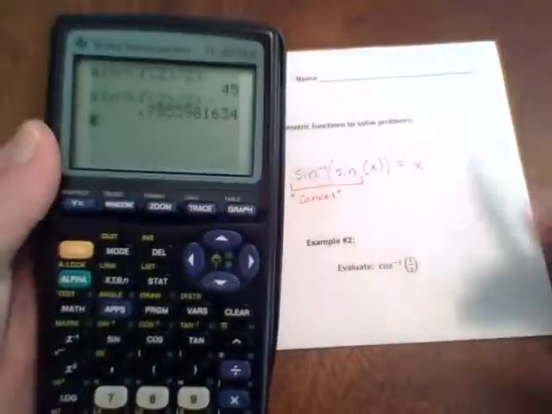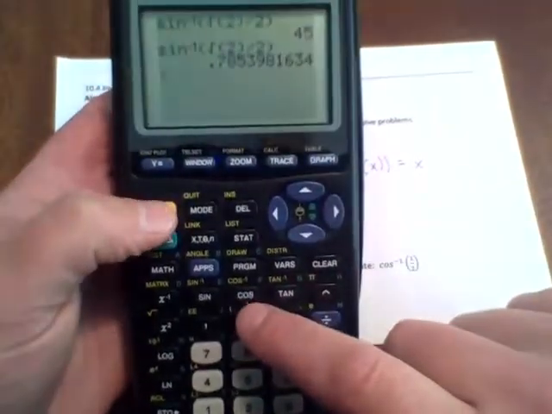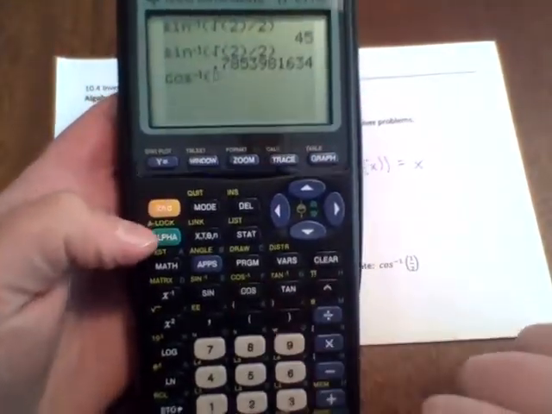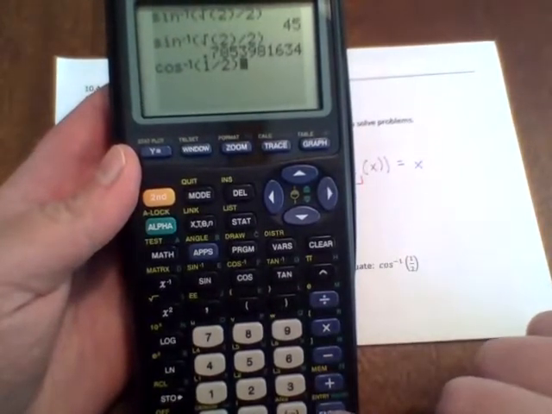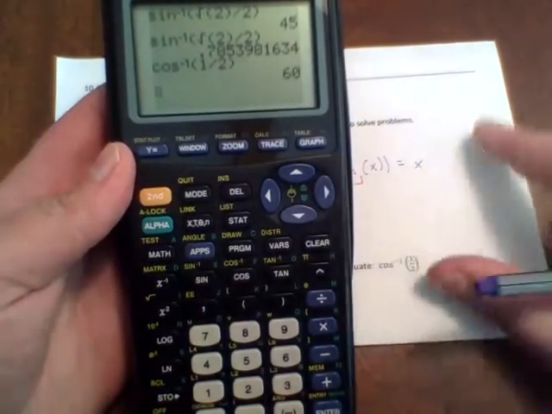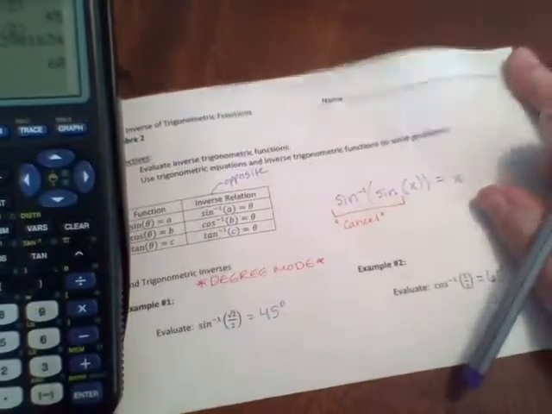Over here for cosine inverse of a half, again, to type that in, second and then cosine, 1 divided by 2, or you could put in a half as in 0.5, and we're going to get 60 degrees. So really these first two examples were just, are you in the right mode, and type it in. Moving on to the next examples, they want you to actually solve these.